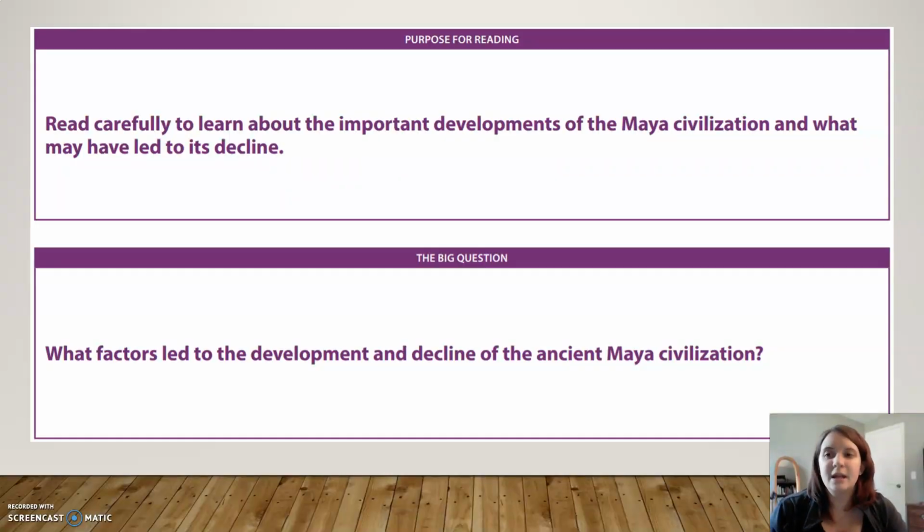Our purpose for reading today is to read carefully to learn about the important developments of the Maya civilization and what may have led to its decline. So as you read your text for today, that's what you're going to be focusing on: those developments and what happened to the Mayans. And your big question is, what factors led to the development and decline of the ancient Mayan civilization? So this is what you're focused on when you're reading.